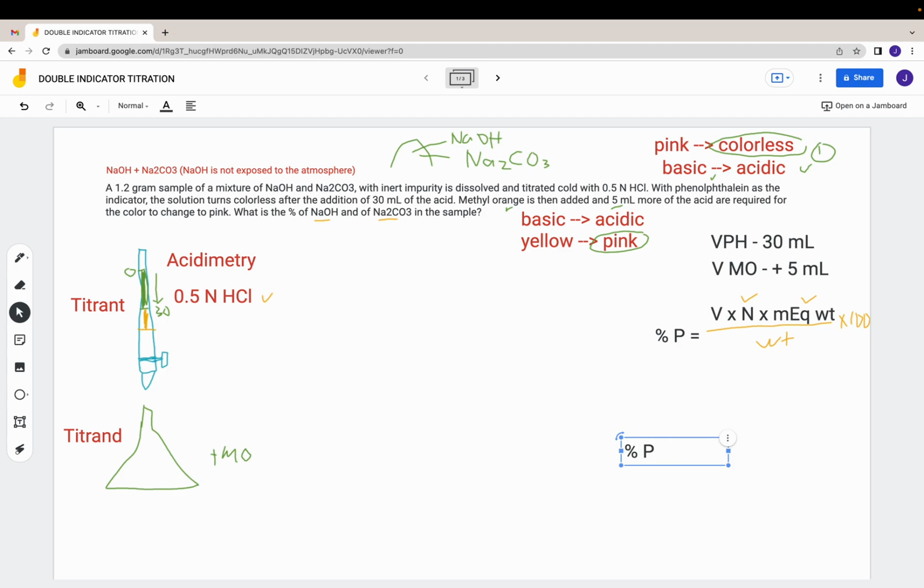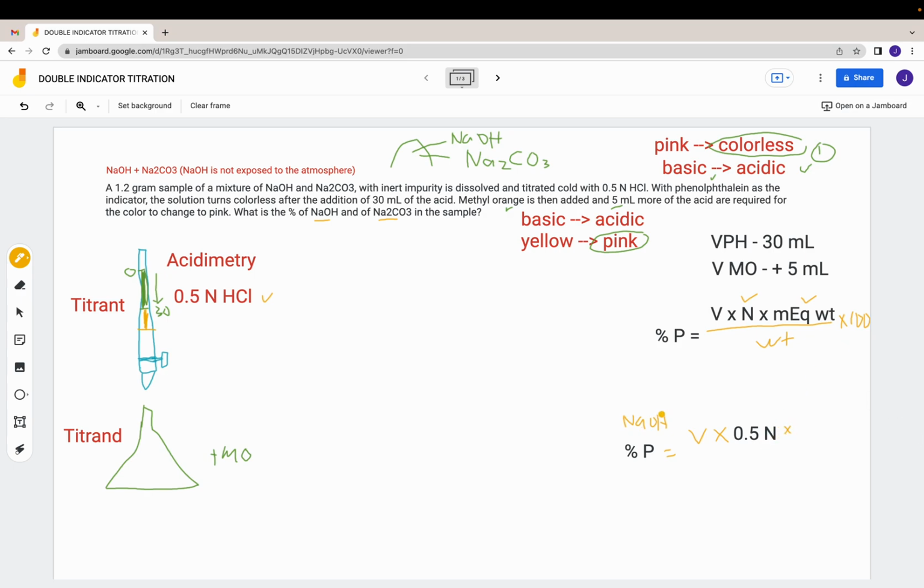So for the percent purity, let's be clear on this. This one is for the percent purity of your NaOH. Let's write it down here. Well, obviously, you need to look for the volume first. You don't know how much, right? And the normality is already given. It's 0.5. So let's write it down here. 0.5 normality. Now, the next question is the MEQ weight.